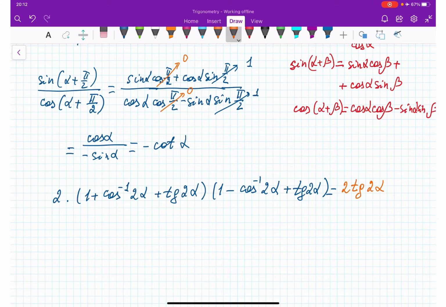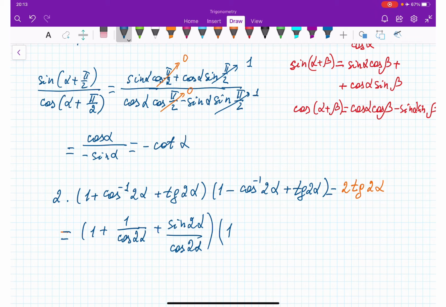So the left part we are going to simplify. First of all, we get 1 plus 1 over cosine alpha, right? Degree negative 1 meaning 1 over. And plus tangent alpha is equal to sine alpha over cosine alpha, yes? Because tangent is equal to sine by cosine. Next, 1 minus 1 over cosine alpha plus sine alpha over cosine alpha.